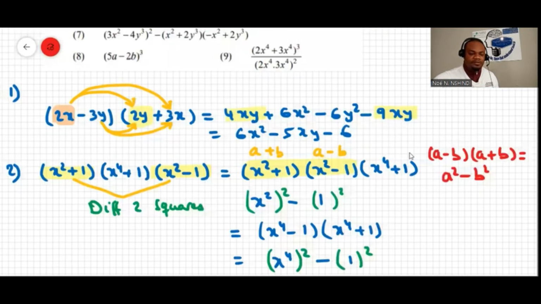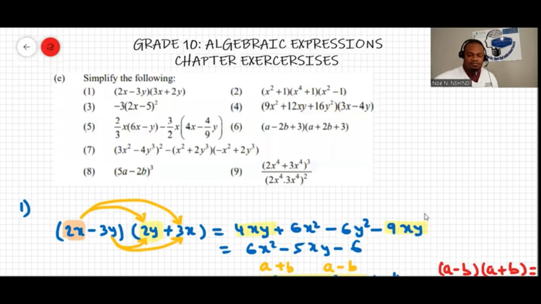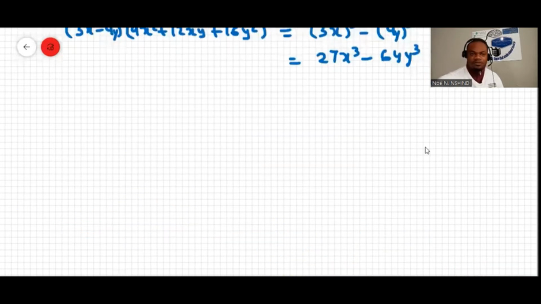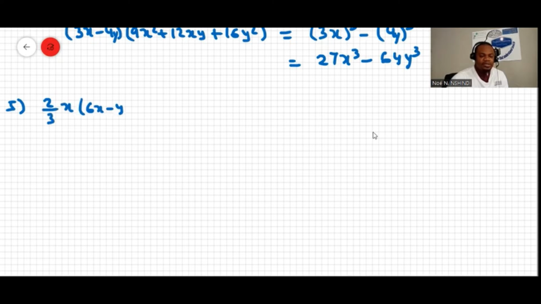Now let's see question 5. So we have this in question 5. I'm gonna write the question over here. Question 5 says: 2 over 3x multiplied by (6x minus y) minus 3 over 2x multiplied by (4x minus 4 over 9y), close bracket.